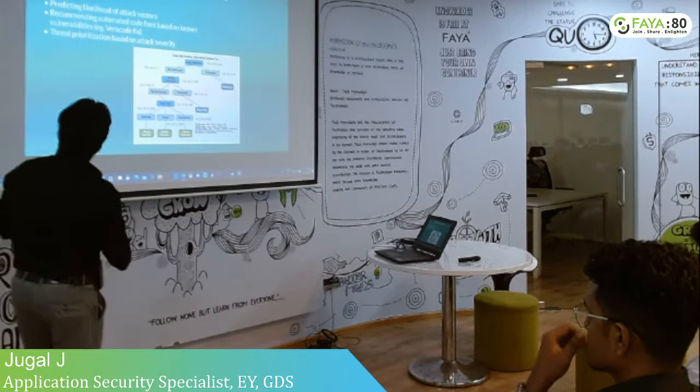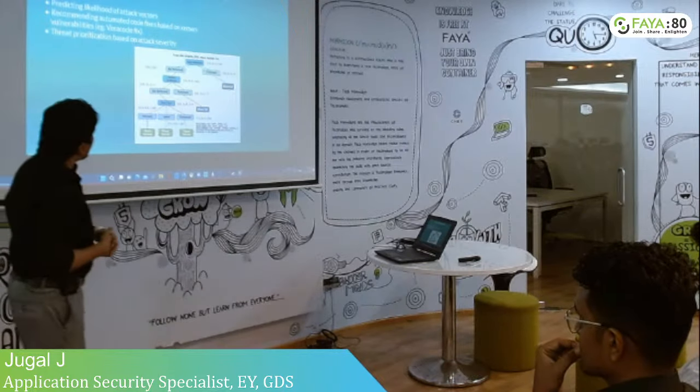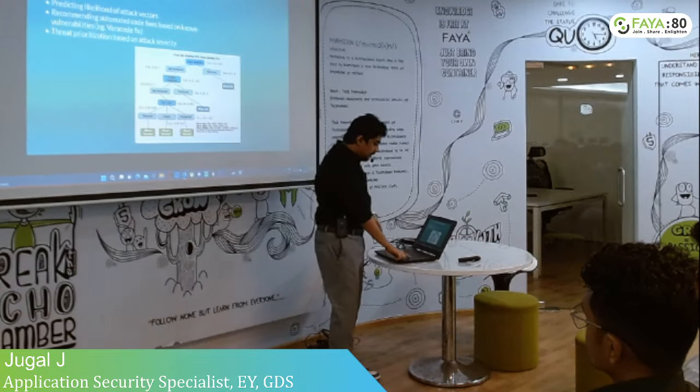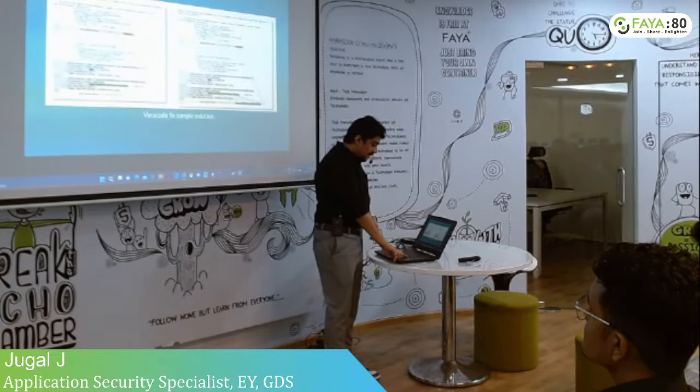Okay, moving on to the next one. So, automated code fixes. This is something that a company called Veracode has come up with recently. That is known as the Veracode Fix.